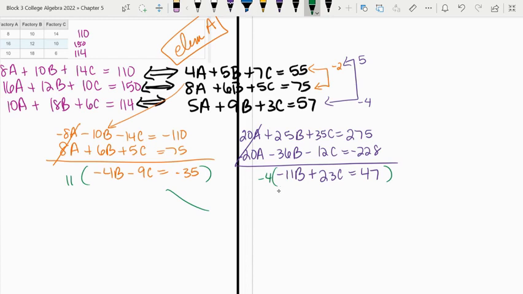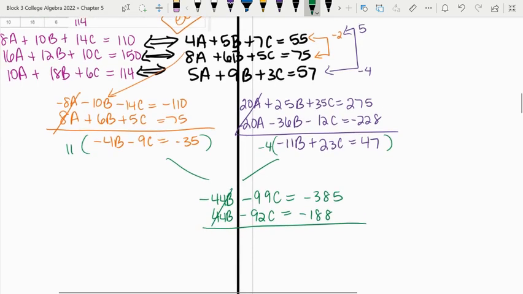Let's see what we have. All right, so that's going to give me negative 44B minus 99C equals negative 35 times 11, 385. This equation by negative 4, so 44B, so 4 times 23, minus 92C equals 47 times 4, negative 188.